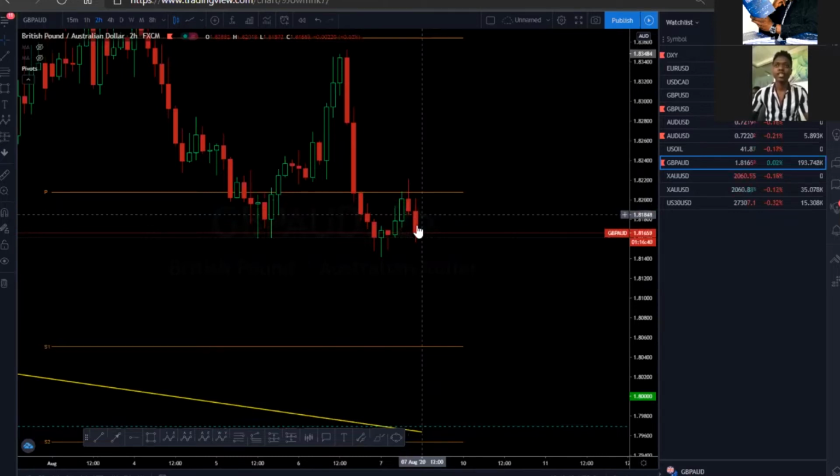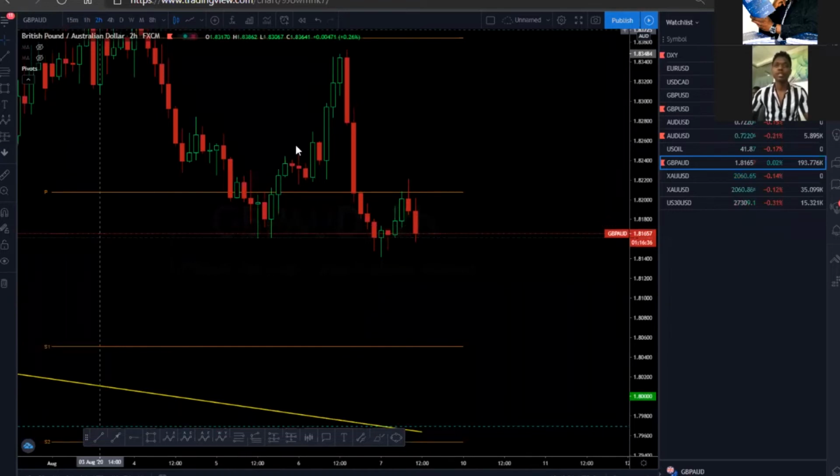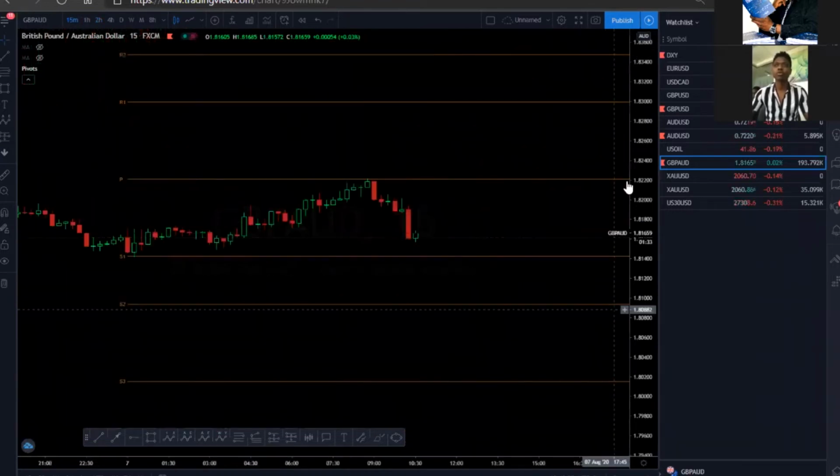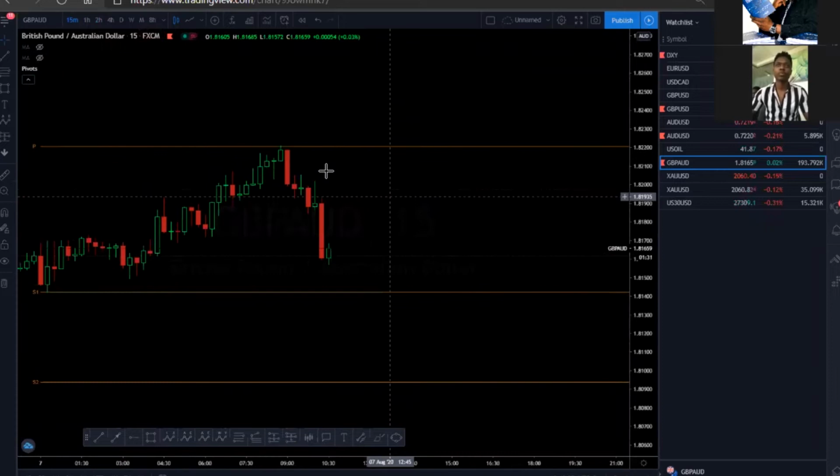I've entered just recently, just now, not so far. I've entered mainly with the 15-minute chart as we respected that pivot. So there's a lot of confluence in that. This is where I'm looking at this.